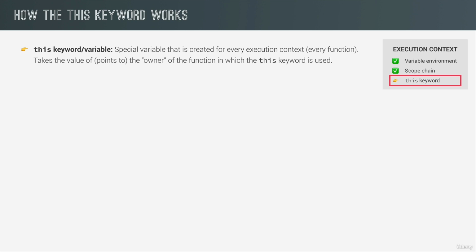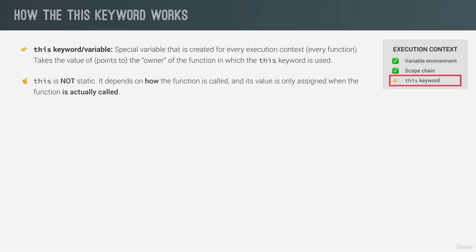Now, in general terms, the this keyword will always take the value of the owner of the function in which the this keyword is used. We also say that it points to the owner of that function. And that sounds very abstract, but we will see what that means in a second. For now, what's very important to understand is that the value of the this keyword is not static. So it's not always the same. It depends on how the function is actually called, and its value is only assigned when the function is actually called. So it's very different from a normal value in this regard.